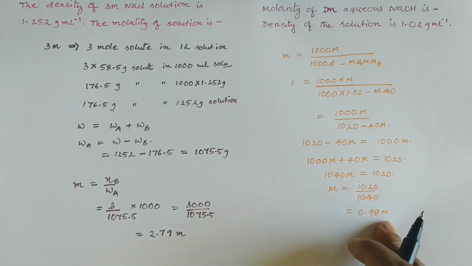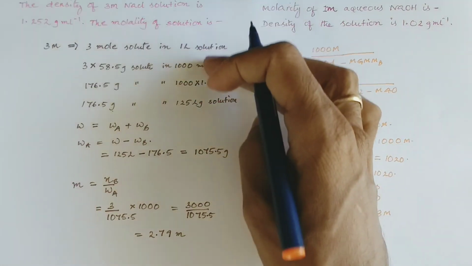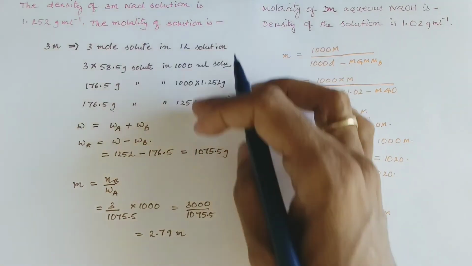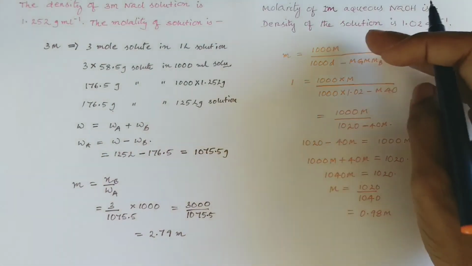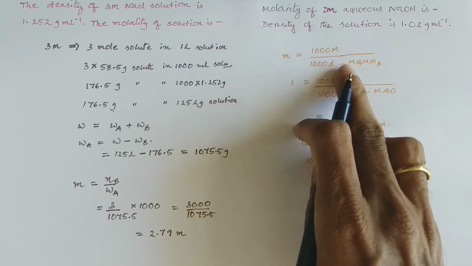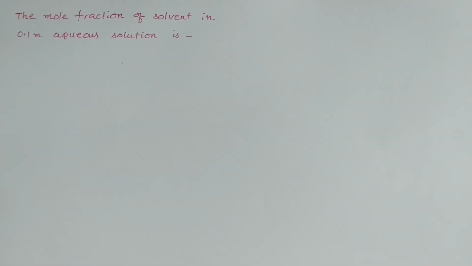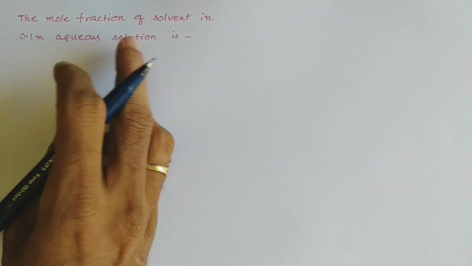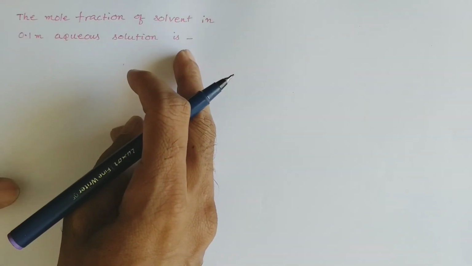Remember, in subjective pattern, this is the usual procedure. Okay, you can do it in a stepwise manner like this, and in objective pattern you can use this formula. Remember this. Next problem, the mole fraction of a solvent in a 0.1 molar aqueous solution is.